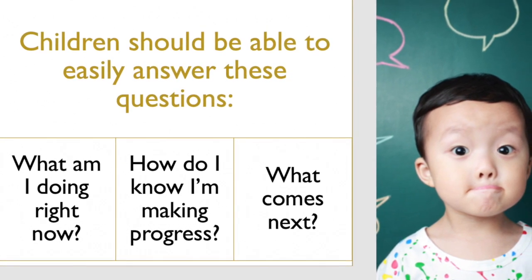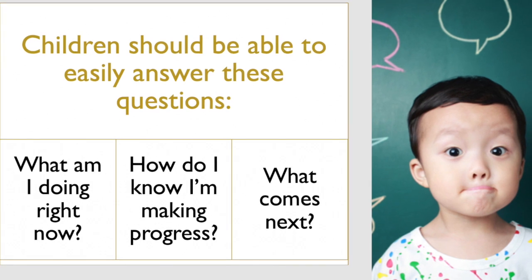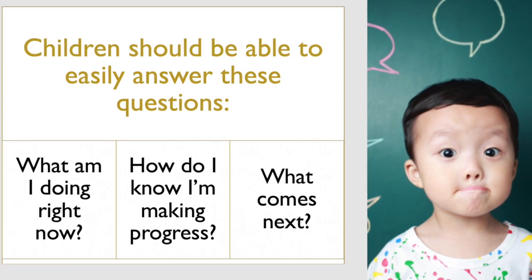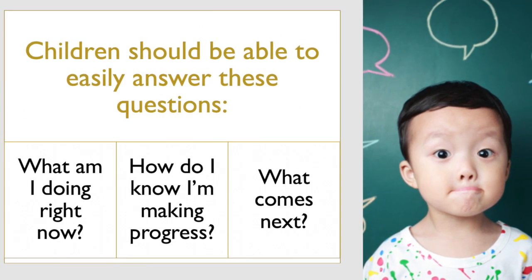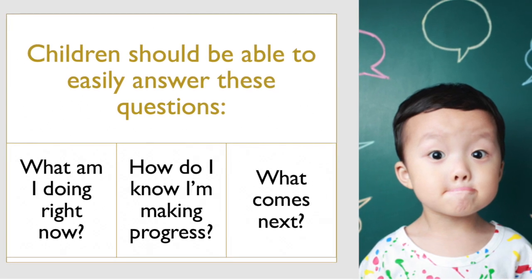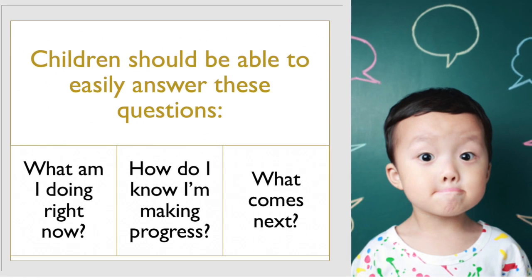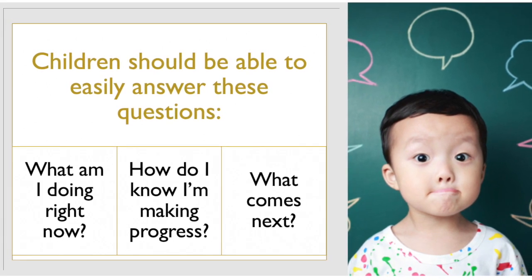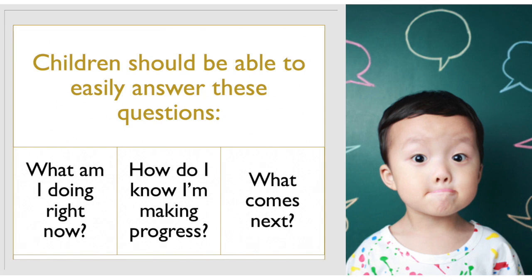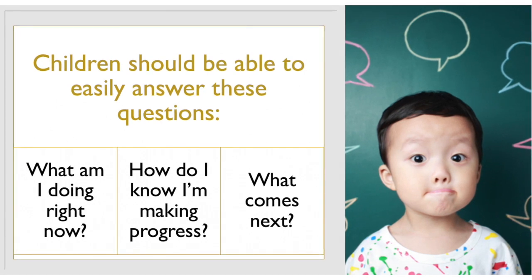If we want the schedule to be helpful, children need to be able to use it to know what they should be doing currently, see that they are making progress throughout the day, and know what activity is coming next. The schedule needs to change throughout the day to provide these answers. You can either remove pieces, cross things out, turn things over, or move an arrow throughout the day.